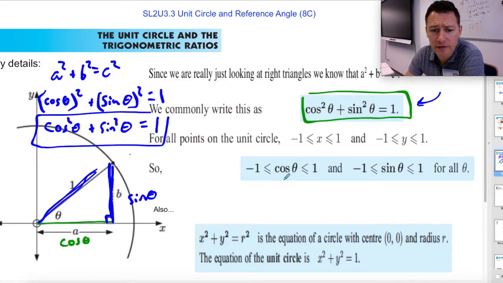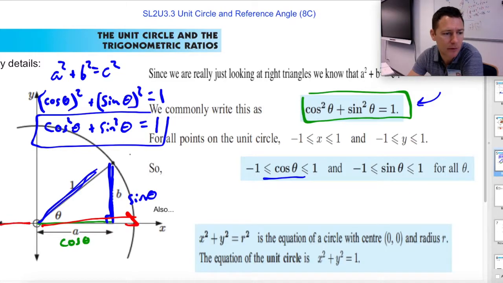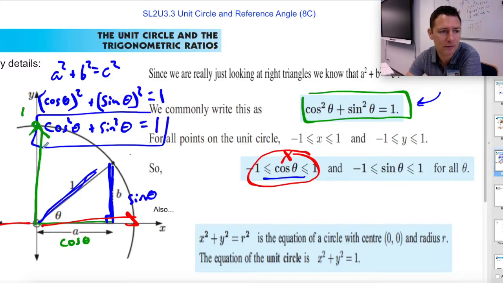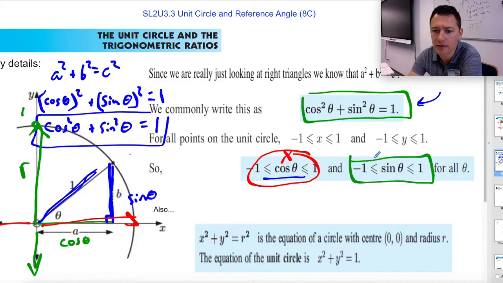Also, they say that cosine has to be between negative 1 and 1. That's because the radius only goes up to positive 1 and only goes down to negative 1. So the x values, these are the x's, only go between 1 and negative 1. Same thing for the sine: the maximum for the sine is positive 1, and the minimum is negative 1, because our radius is 1, right? So the x value maximum and minimum is 1 as well. All right, fine.